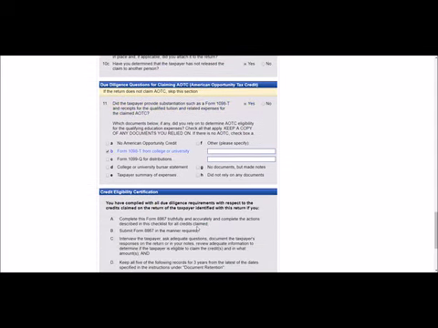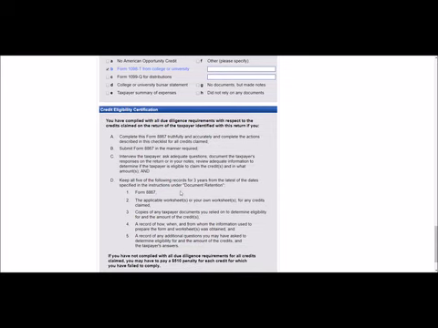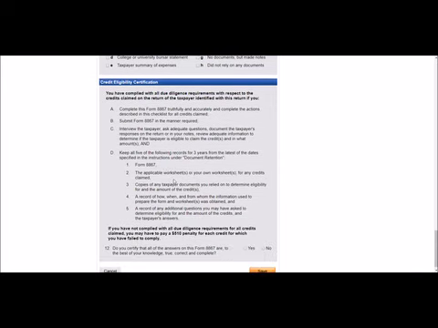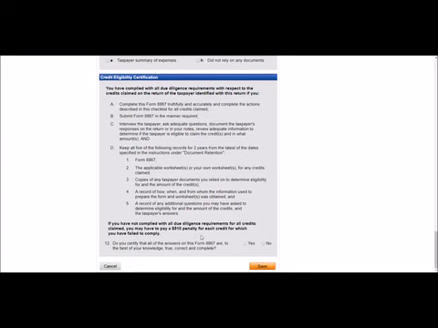Read all the credit eligibility certification verbiage to ensure you have completed your due diligence. If you have not complied with all due diligence requirements for all credits claimed, you may have to pay a $510 penalty for each credit you fail to comply. Answer if you certify that all answers on this form are true, correct, and complete. Click Save.